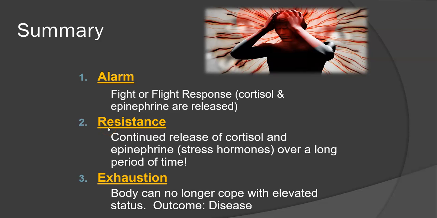Now, the second phase is called the phase of resistance. What's going on in the phase of resistance is the continued release of cortisol and epinephrine. Cortisol and epinephrine are stress hormones. So when that fight or flight response kicks in, up here, these are being released, and during the resistance phase, the release is continuing.